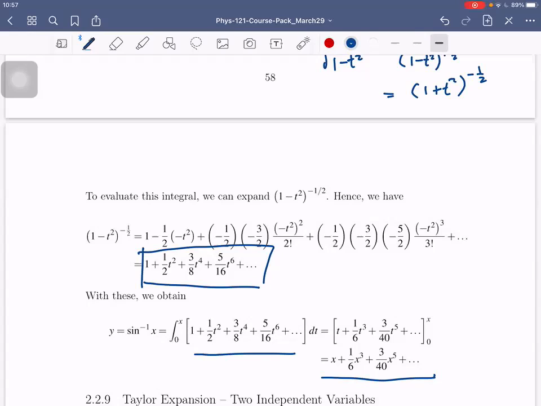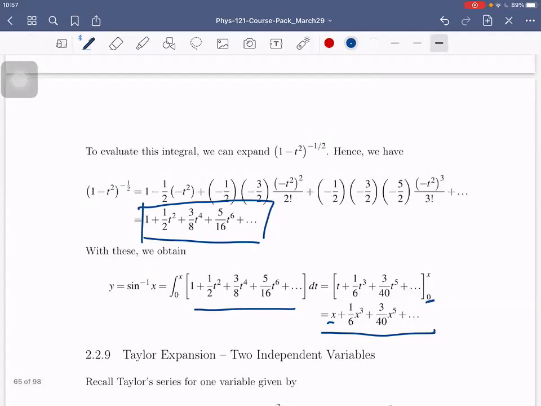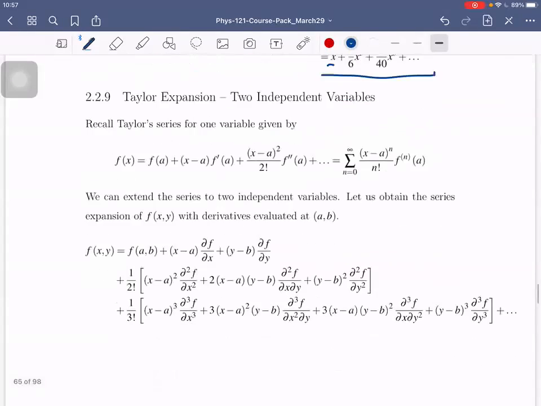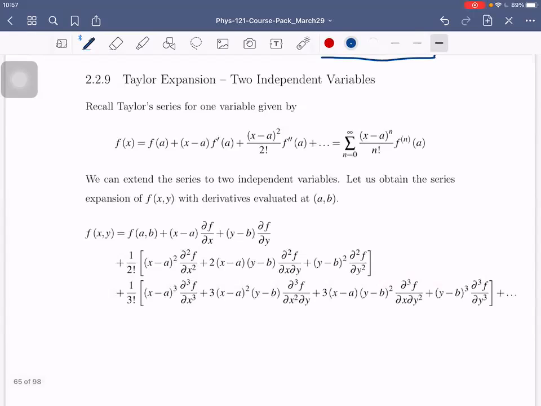Since kung nasa taas lang yung evaluate natin, mawawala na yung lahat ng pinalitan mo ng 0, eh matitira lang yung mga pinalitan mo ng x. So, you have x plus 1 over 6 x cubed, plus 3 over 40 x to the 5th, and so on. So, yan ang series expansion ng inverse sine. Hindi siya explicit gawin, no? Kasi kailangan mo muna i-define yung inverse. Kasi inverse ito. So, hindi siya kagaya ng normal sine and cosine.